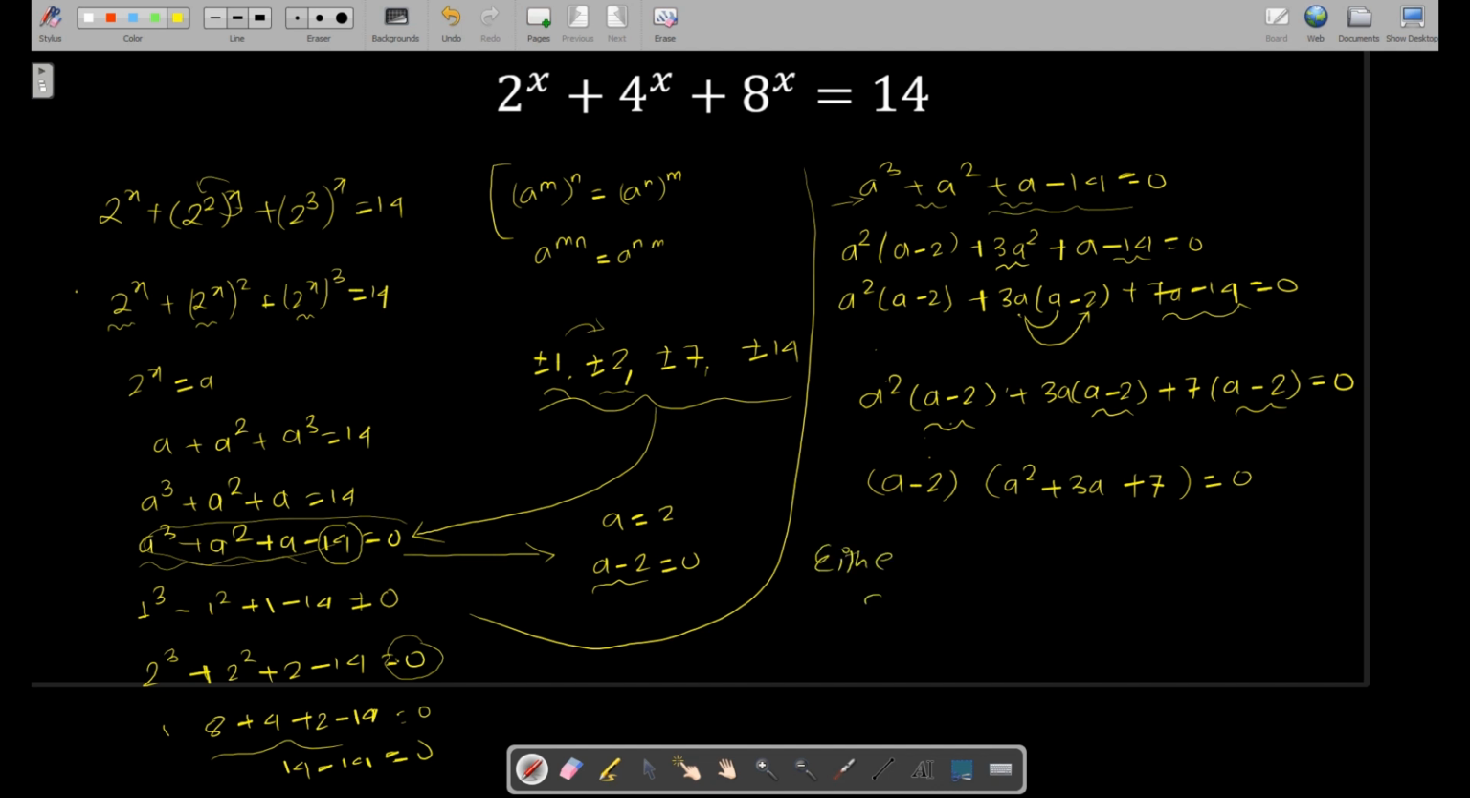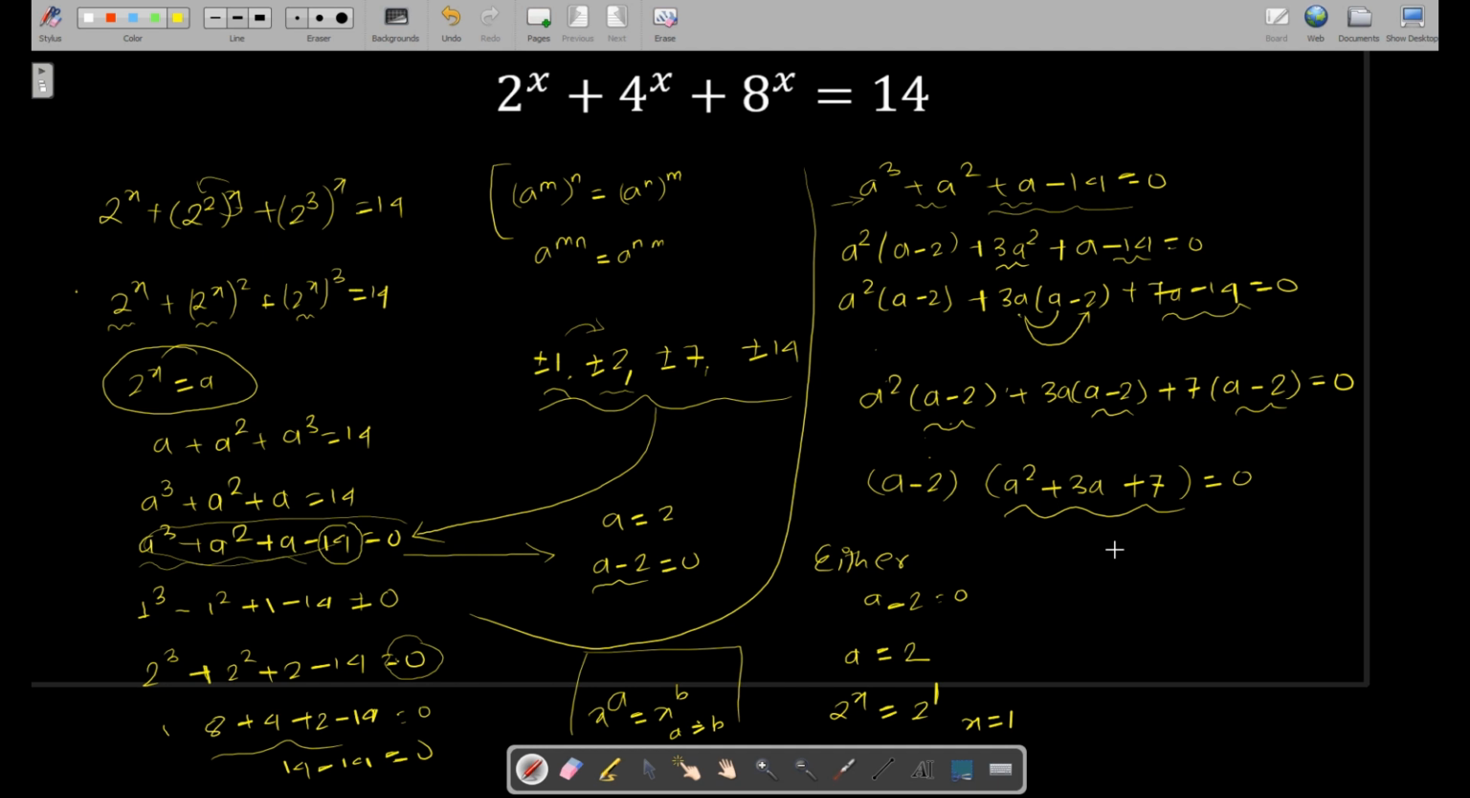Now either a minus 2 must be equal to 0. That means the value of a should be equal to 2. And I think in the previous step we have replaced that a by 2 power x. So let's put the value back. In place of a, we will put 2 power x, and 2 can also be written as 2 power 1. And from the indices rule, if x power a is equal to x power b, then a would be equal to b. This was the rule that we read in indices or exponents. So the value we got over here is x equals 1.